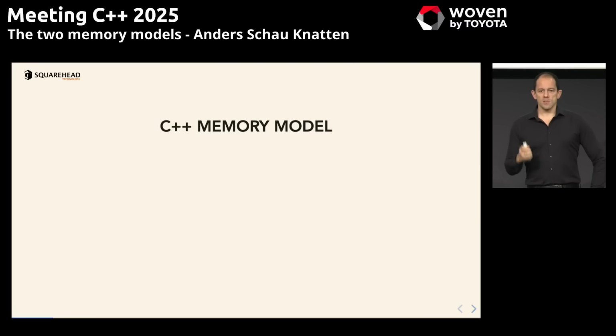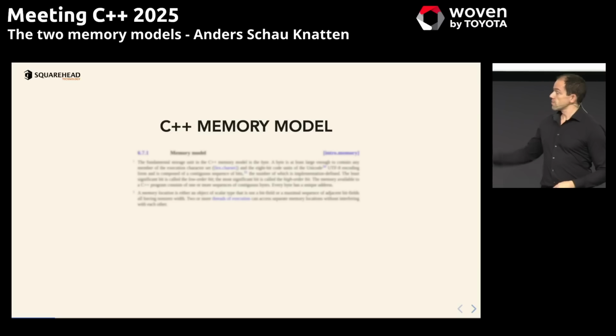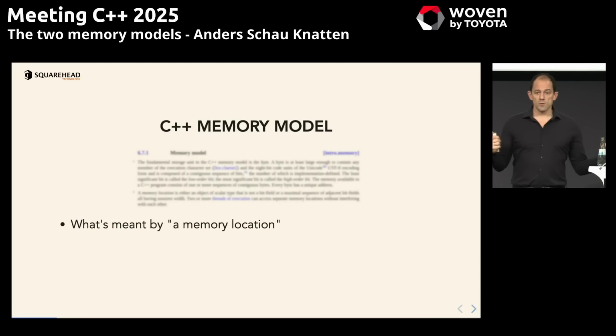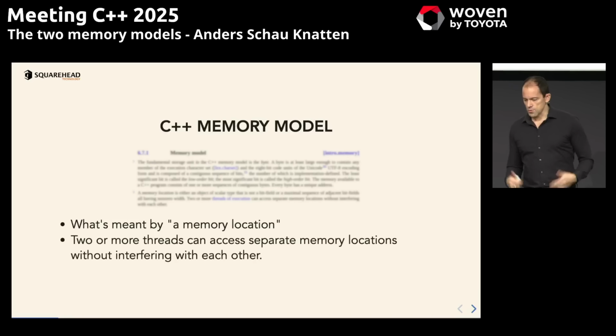If you look in the standard, I'll show you the entire section on the memory model, and I blurred it because we don't want to read it. The point is it's very short. This is the entire memory model section. It basically just says what's meant by a memory location. That's a scalar type, like an int, a pointer, an enum, something small like that. And then it says that two or more threads can access separate memory locations without interfering with each other. So if I have one thread doing some operation on some data, and another thread working on some other data, well, that's just going to work. And that's basically it for that section.